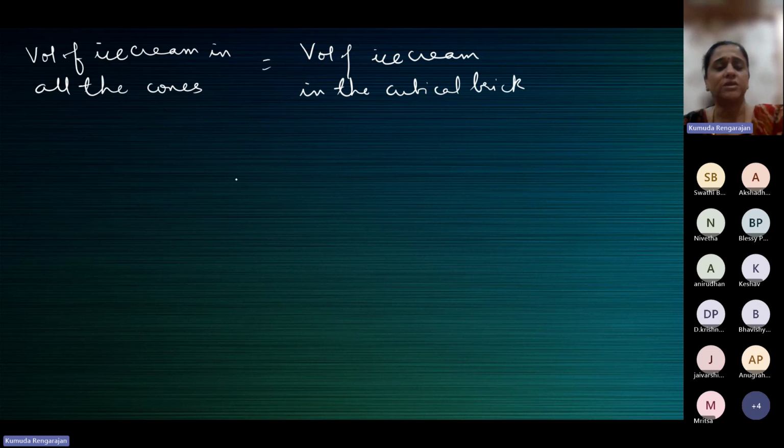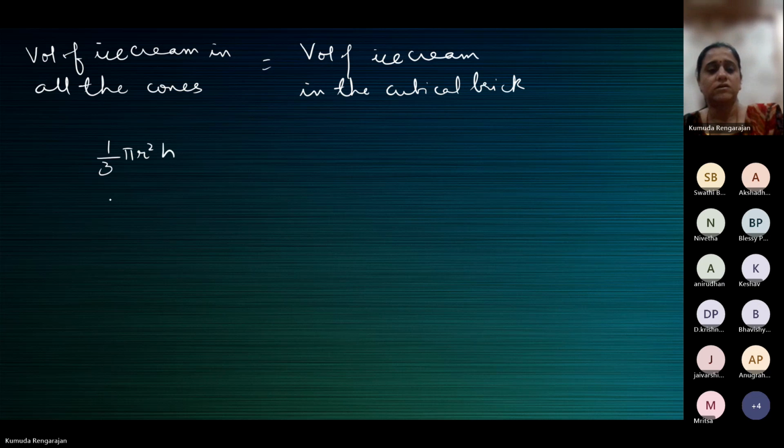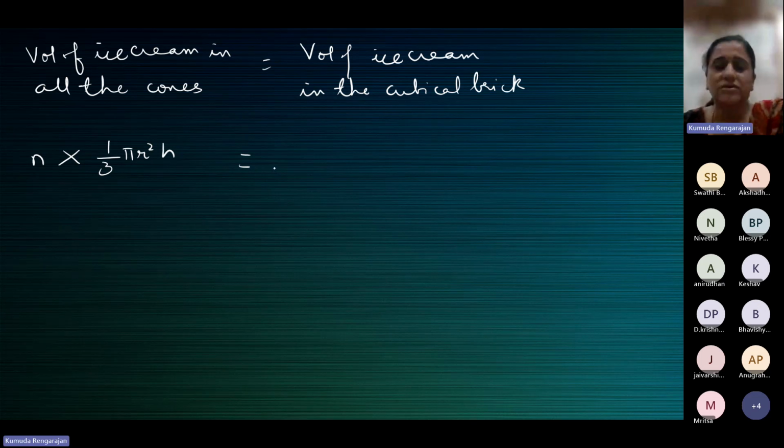So what's the volume of the ice cream in one cone? 1 by 3 pi r square h. In all the cones, we don't know how many cones, so let the number of cones be n. So n into 1 by 3 pi r square h is equal to the volume of the ice cream in the cubical brick, which is a cubed, right?